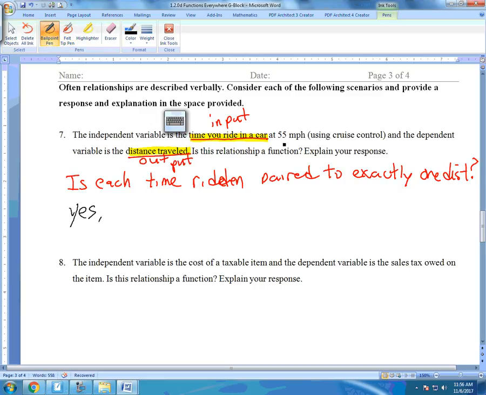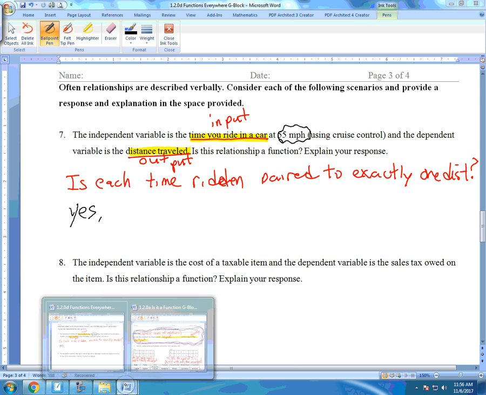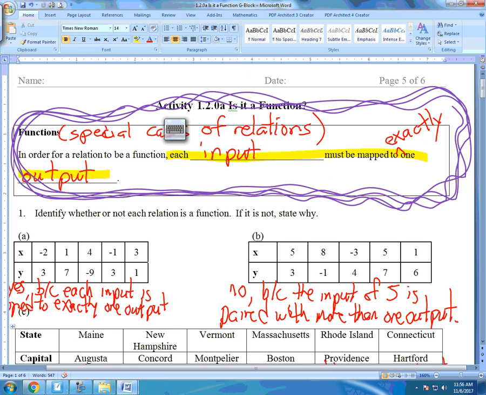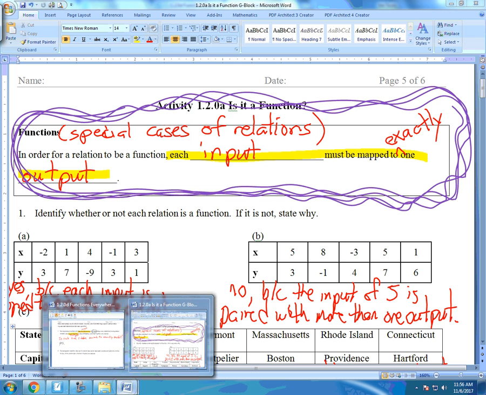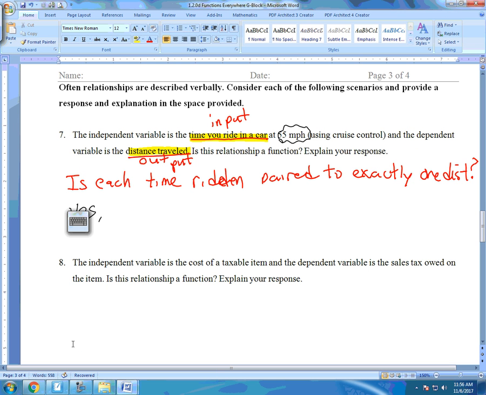Because the 55 miles an hour is held constant. If you drive for 1 hour at 55 miles an hour, there's only one possibility for the distance that you can go. If you drive for 2 hours at 55 miles an hour, there's only one possibility. But it does always go back to this statement, each input being paired with exactly one output. And then we switch that out there.